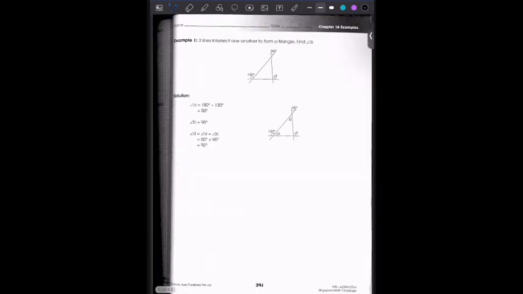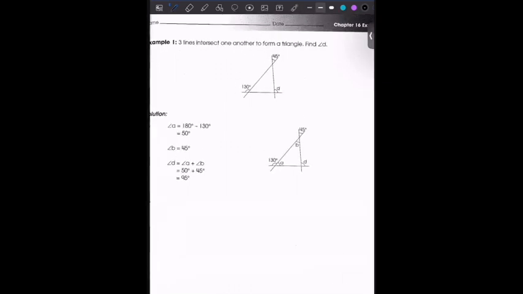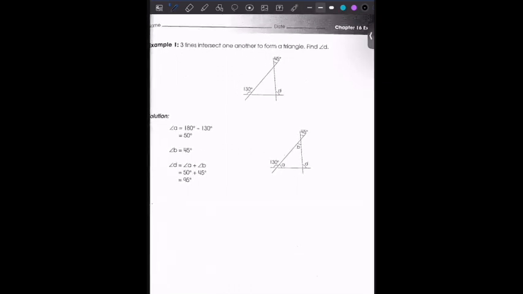Now we're going to look at some examples that use the concepts that we learned just now. Example 1 says, 3 lines intersect one another to form a triangle. Find angle D. So 3 lines intersect one another, and we're going to look for angle D.